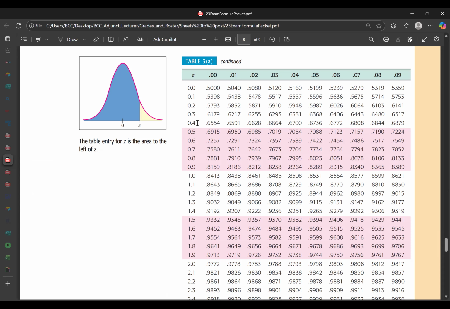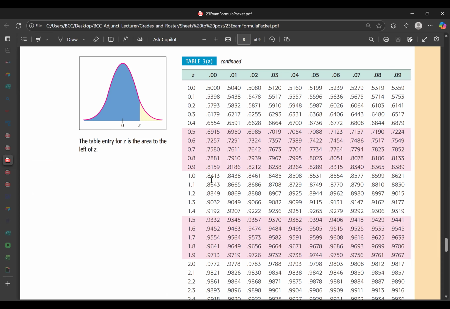When the Z value is on the right-hand side, it's positive. And when it's more on the left-hand side, it's negative.